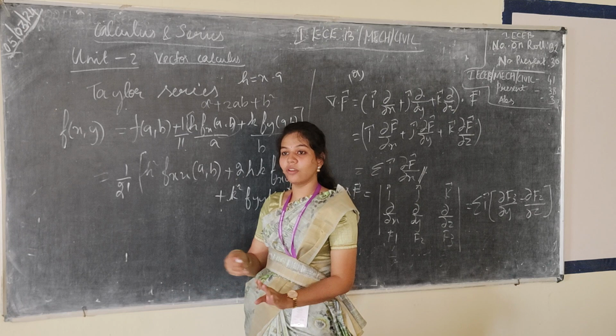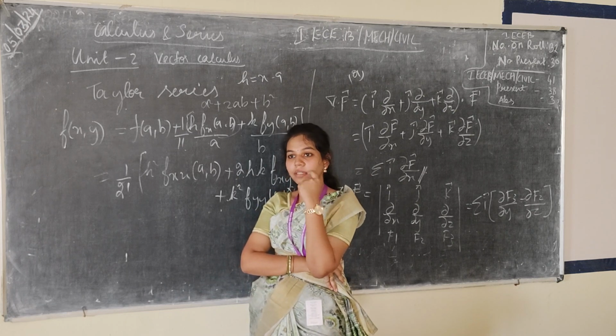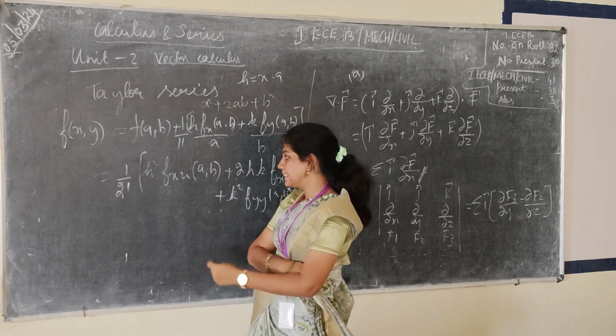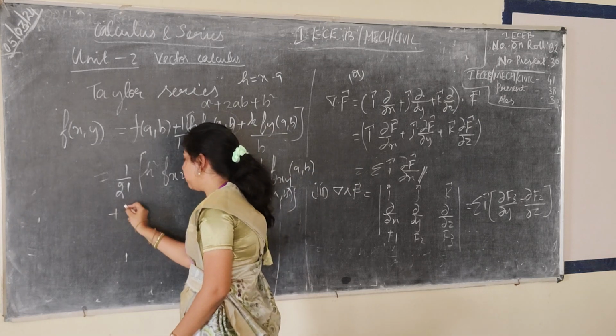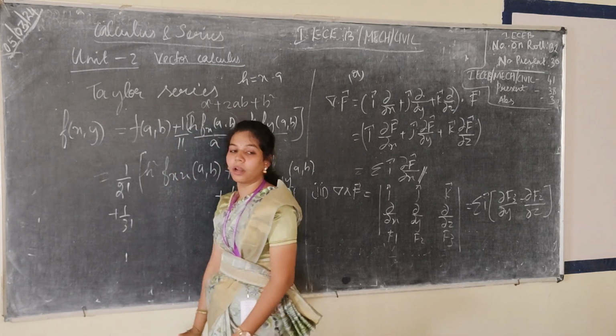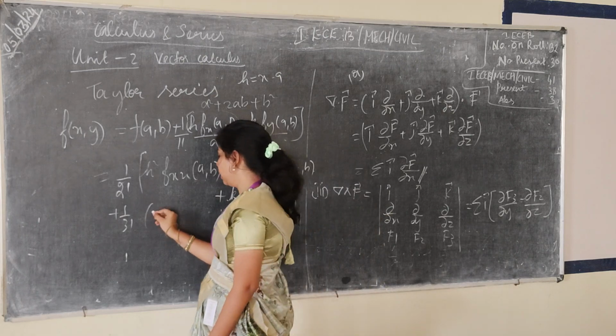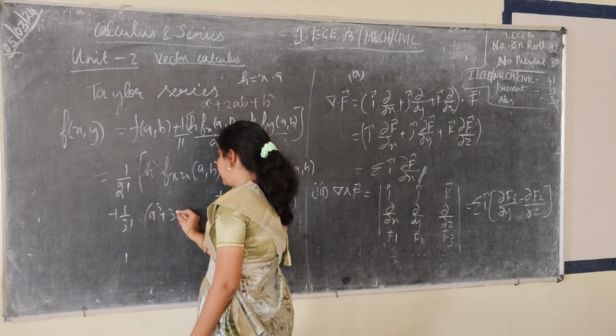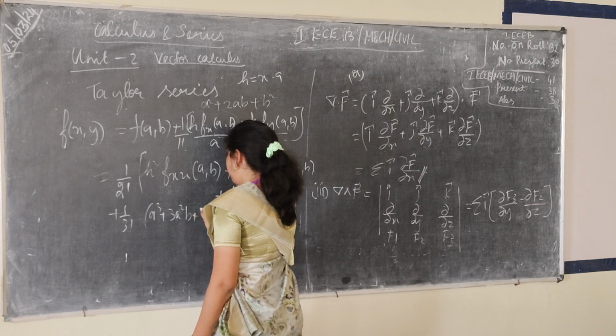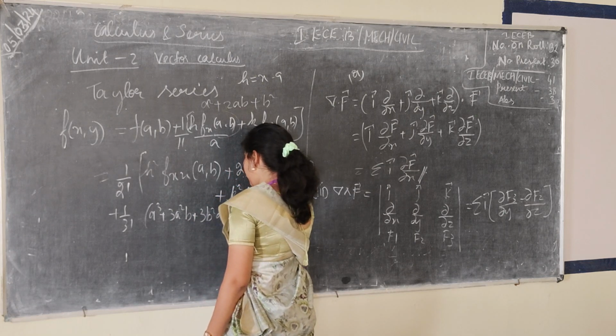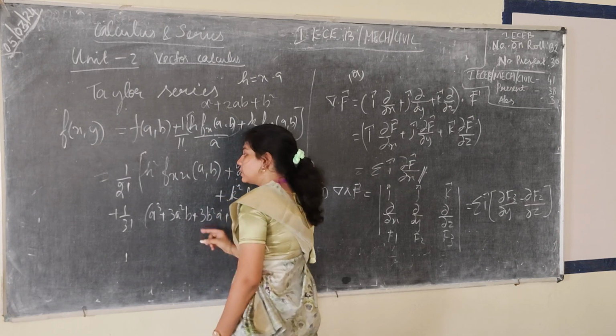Next, for 1 by 3 factorial you will use what formula? (a plus b) the whole cube. What is that? a cubed plus 3a squared b plus 3ab squared plus b cubed. Same pattern.